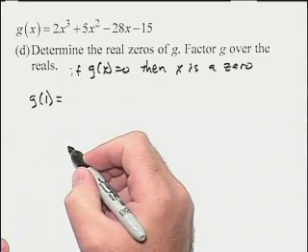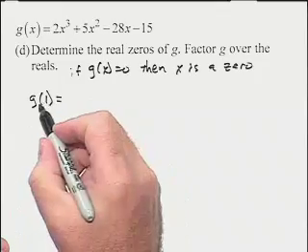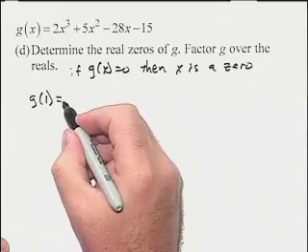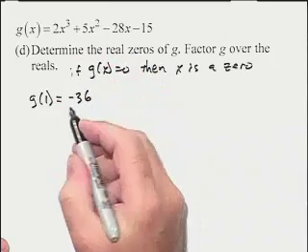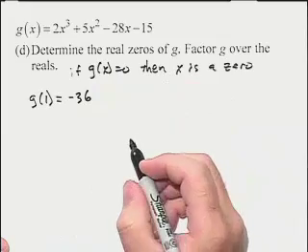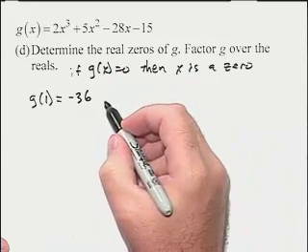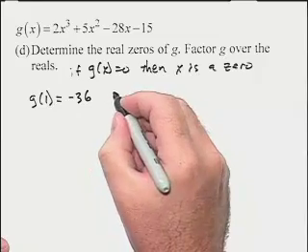We'll actually start with the positive integers. So we'll do g of 1. 1 is our first positive potential rational zero. That's an integer. We do g of 1 and evaluate the function. We'll get negative 36. Since this is not equal to 0, we know that 1 is not a 0 of g. The next positive integer potential 0 is 3.